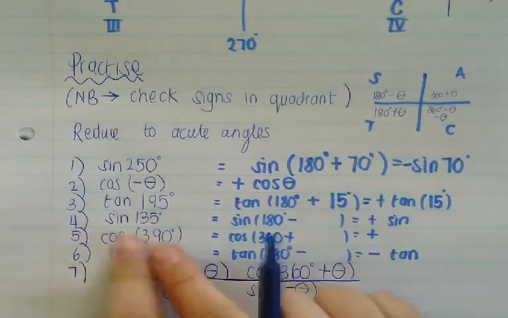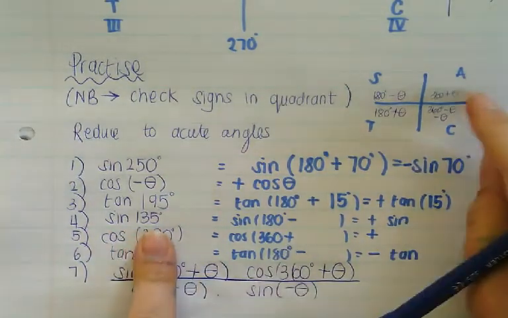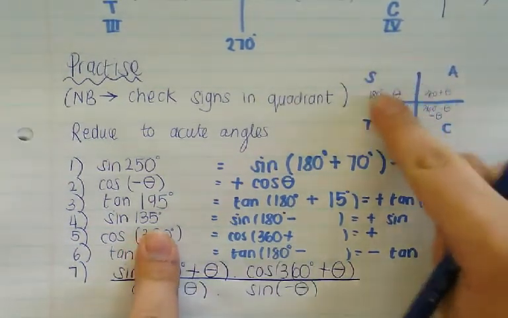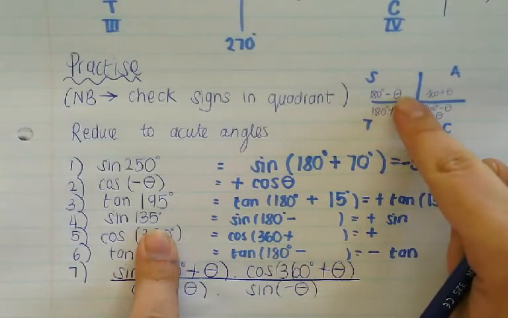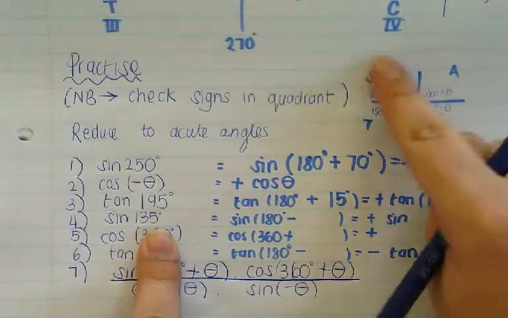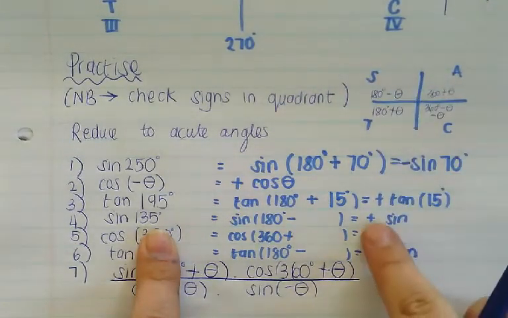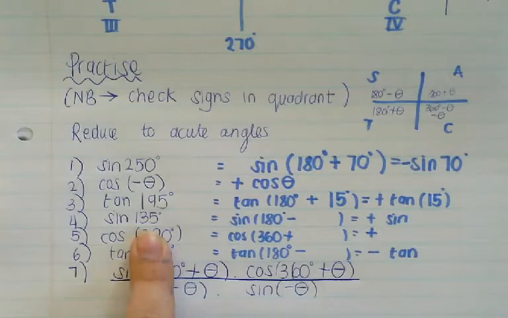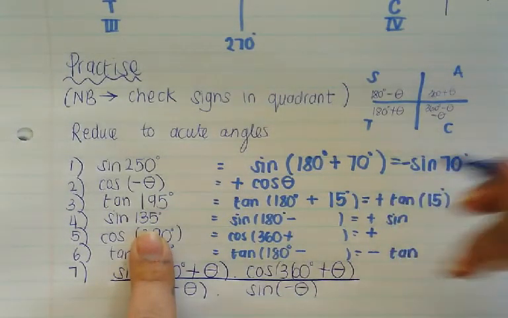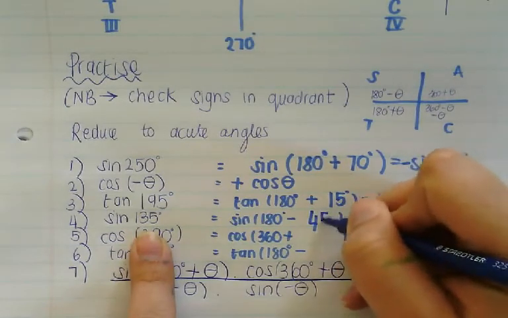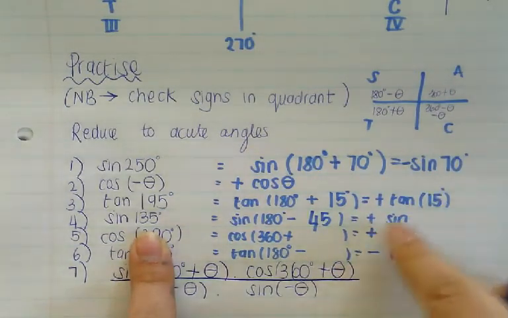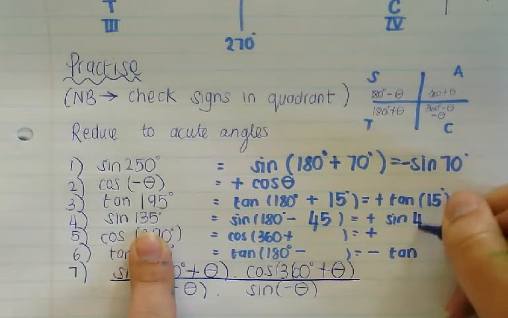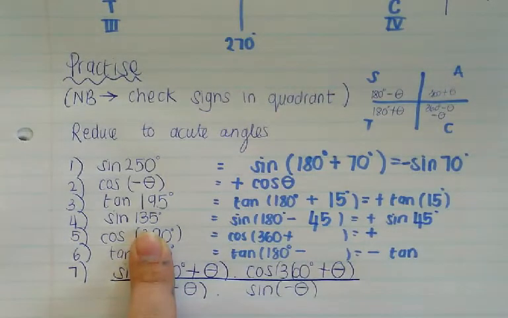My next one, sine 135. 135 is in my second quadrant, which is 180 minus theta, and it's my second quadrant, so sine is positive. What do I need to minus from 180 to get to 135? 45. So it would be the same as saying positive sine 45 degrees.